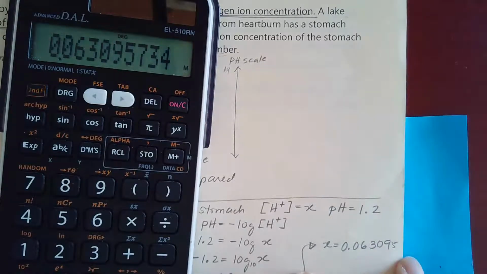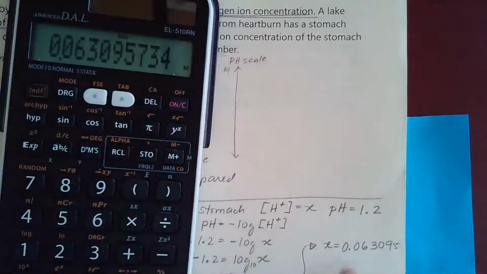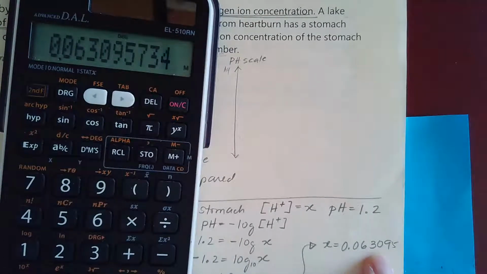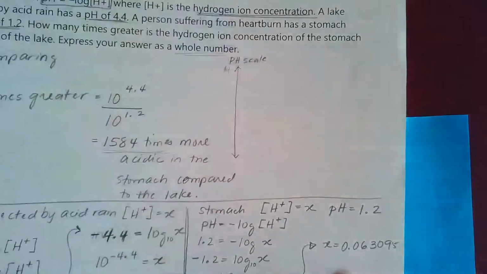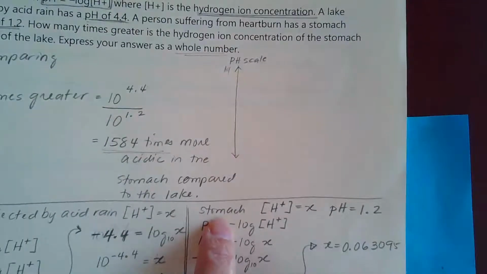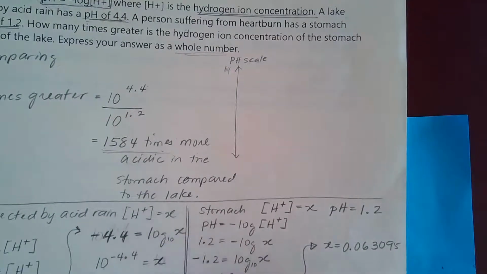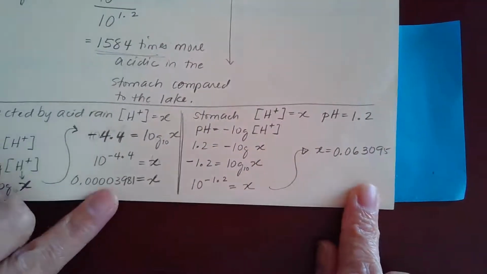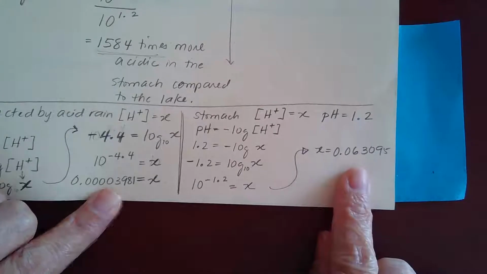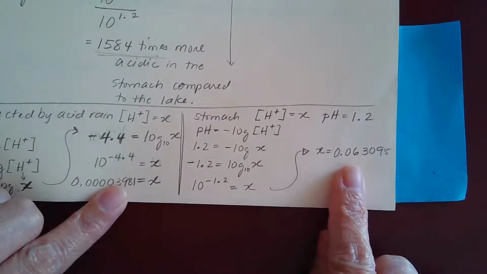0.063095. And there's quite a bit more. Okay, and then that one is the concentration of the hydrogen ion in the stomach when somebody has a heartburn. So now you're probably thinking, well, what do we do with these numbers? Okay, what are we going to do with these numbers?